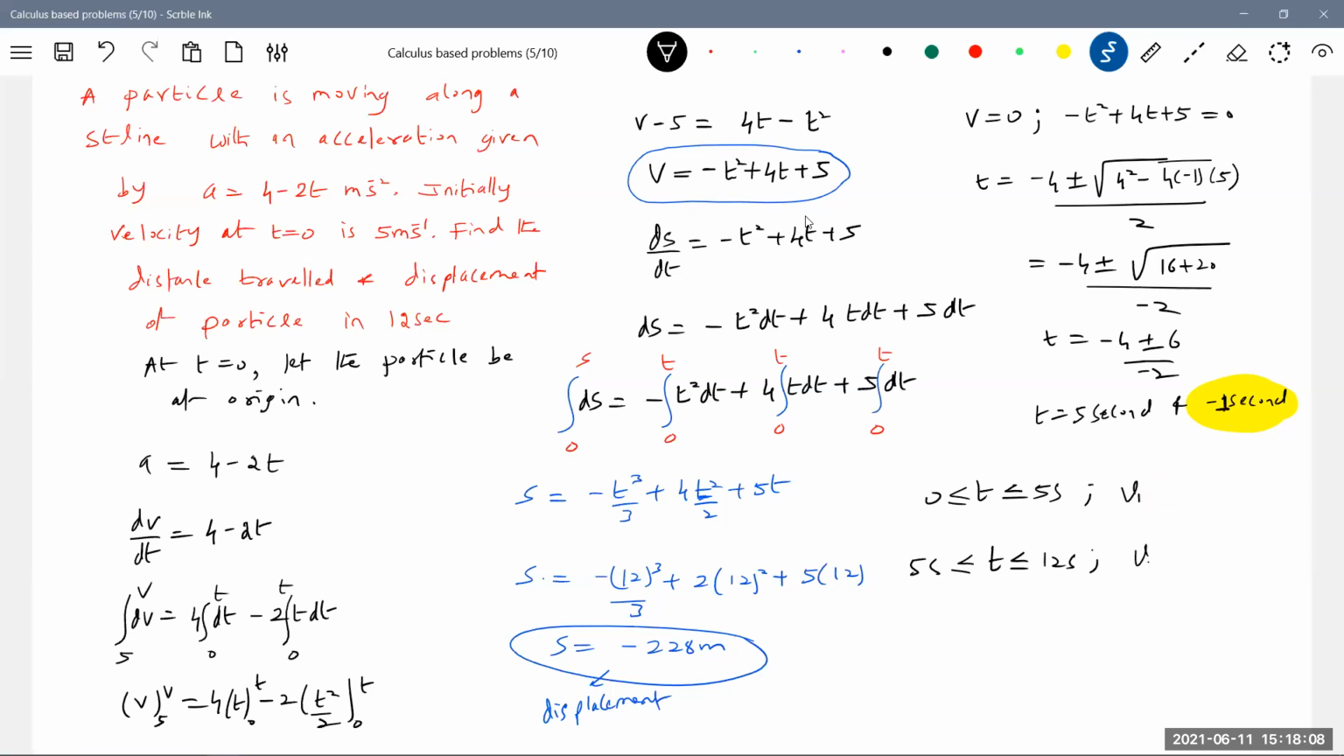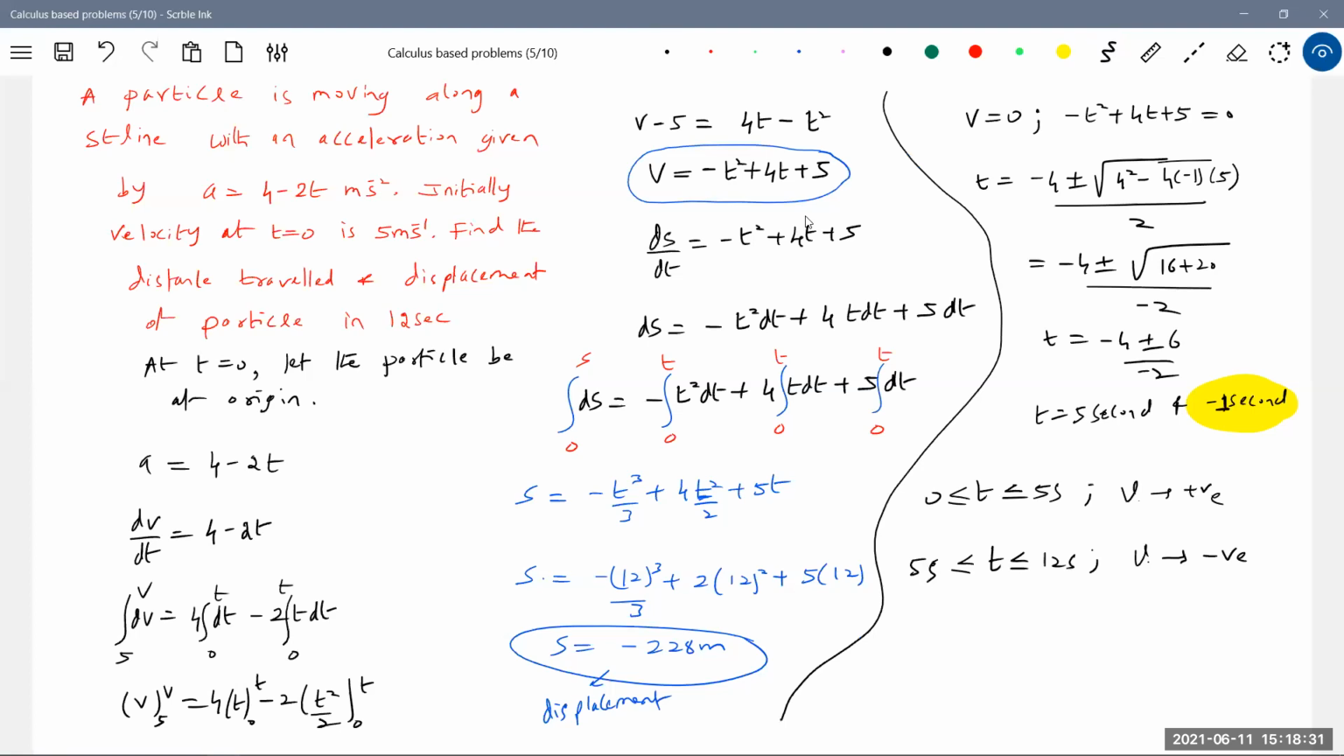Positive, sir. You'll get the direction. v will be positive. This will be negative. So for 0 to 5 seconds, it will move along the positive x-axis. After 5 seconds, it will change direction of motion. Getting the idea? You need not bother about all this, just get the time where it is positive. Now I'm going to bring the integration into the picture.